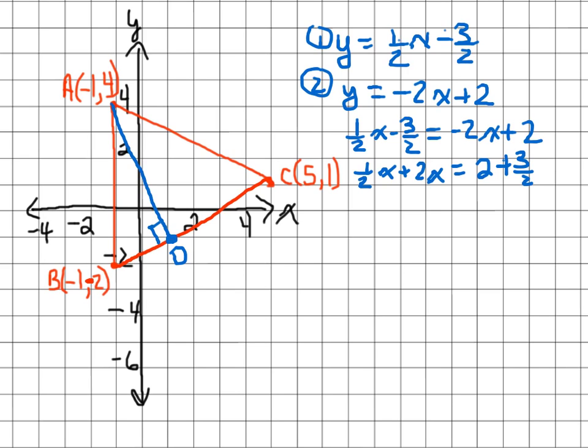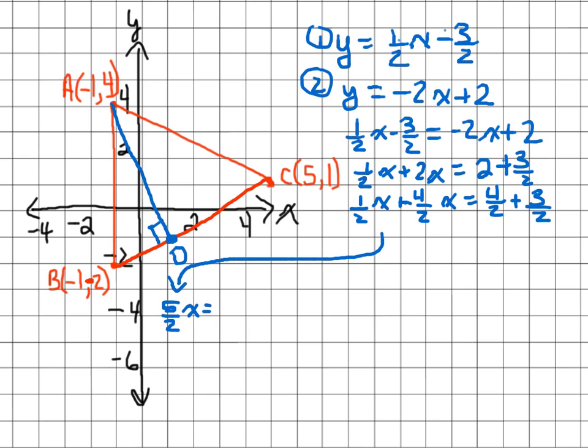So I will need common denominators in order to add these terms up. So we need a common denominator of 2. So I have 1/2 x plus 4/2 x equals 4/2 plus 3/2. So then I have 5/2 x is equal to 7/2.